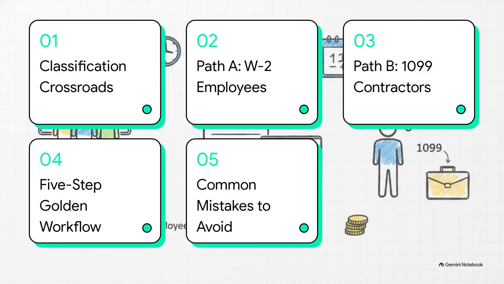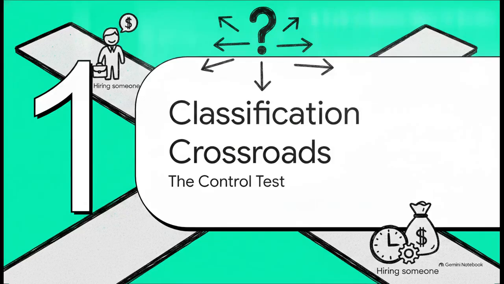Okay, so here's our game plan for today. We'll start at the classification crossroads, then walk down Path A for W-2 employees, explore Path B for 1099 contractors, outline a 5-step golden workflow, and wrap up with the common mistakes you definitely want to avoid. Let's kick things off with the classification crossroads and why taking the easy way out just doesn't work.